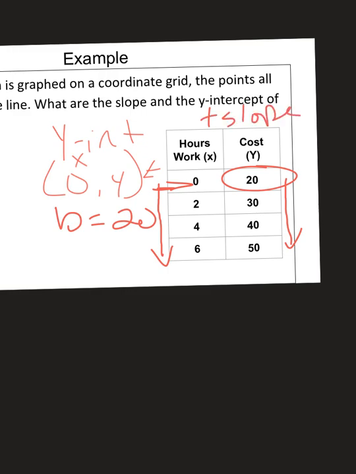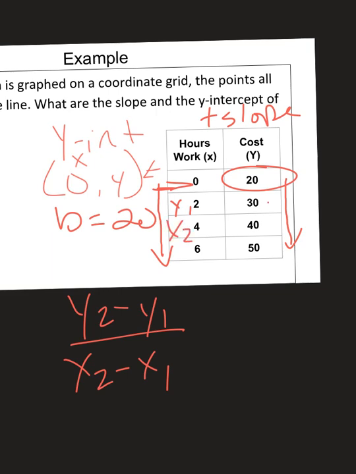Positive slope. Now we want to apply our slope formula. We're still using y2 minus y1 over x2 minus x1. We're going to label what we know. I try not to use the 0, so we're going to label this x1, x2, y1, y2. But you could really use any points and it's going to work. So using this one, we're going to have 40 minus 30 over 4 minus 2.